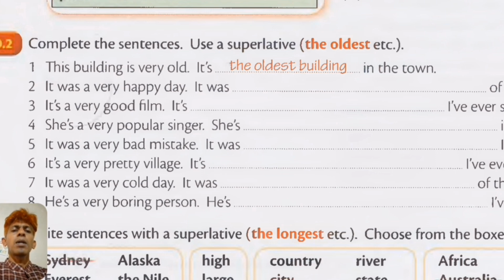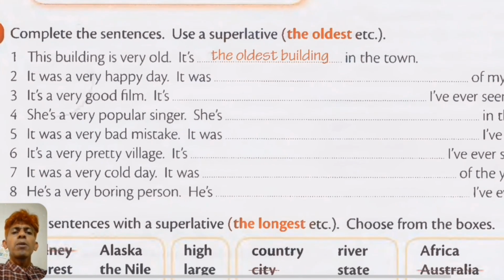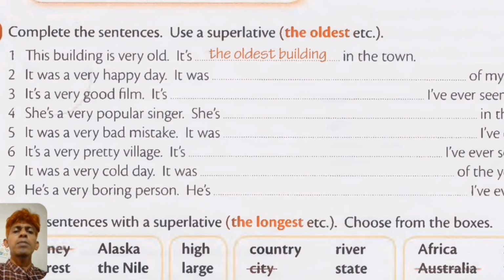90.2. Okay, complete the sentences. Use a superlative. The oldest, etc. This building is very old. It's the oldest building in the town.